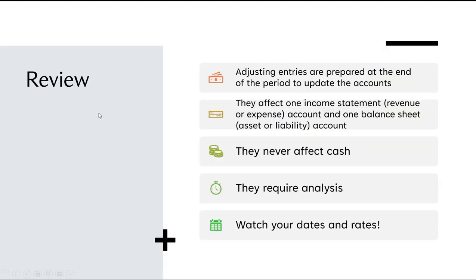All right, so to review, today we looked at adjusting entries. They're prepared at the end of the period in order to update the accounts. Every adjusting entry affects one income statement account, a revenue or an expense, and one balance sheet account, an asset or a liability. They never affect cash. They do require an analysis, which is why sometimes they give students trouble. And don't forget, watch your dates and your rates.